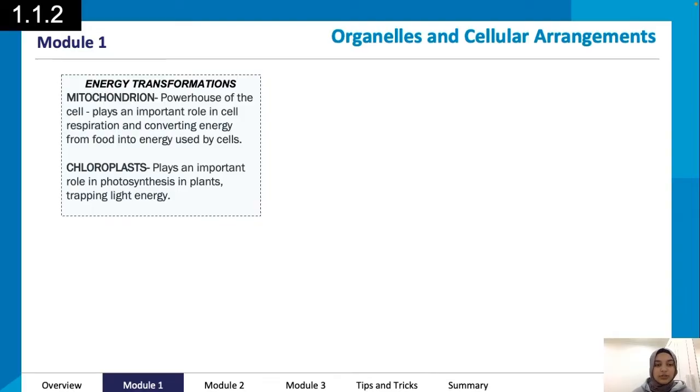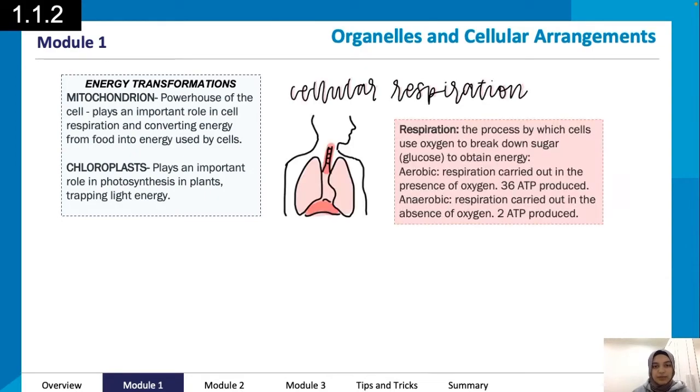Now, chloroplast, like we talked about on the last slide, plays an important role in photosynthesis, which is in plants, and the way that they do this is they trap light energy and then use that. So those are energy transformations. Make sure you're aware of what's involved in energy transformations, what those transformations are, and then we can go from there. Okay, so that is the first part.